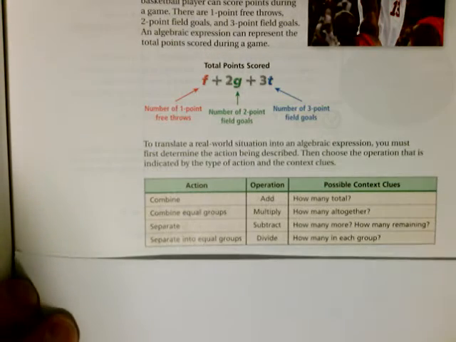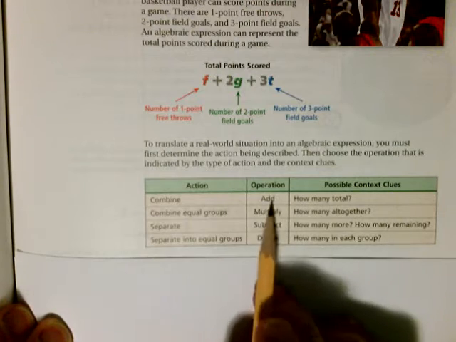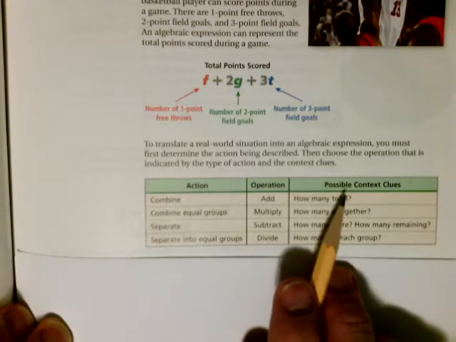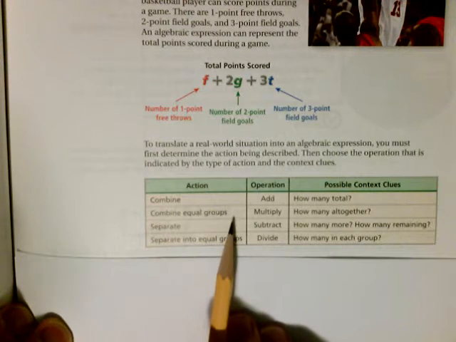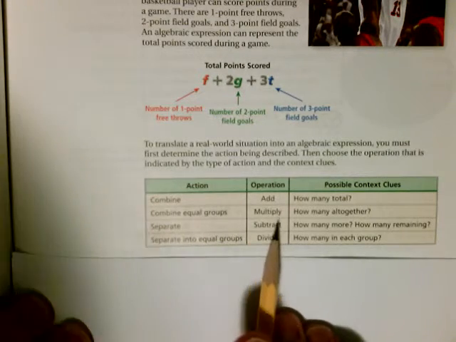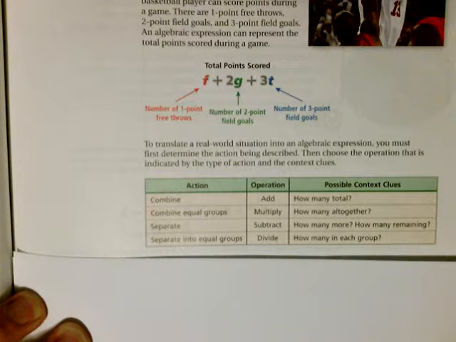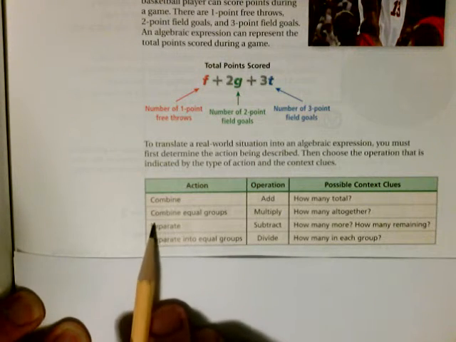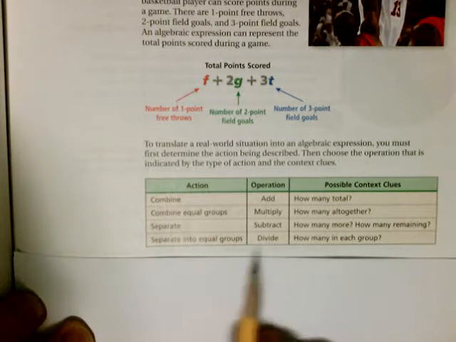So one of the things we want to think about is we're always looking for words that tell us what's going on. So how do we know when we're adding? How many total? How many together? That type of thing. Those words let us know that we're adding. If we have equal groups and we're combining together, now we're talking about multiplication. If you make $50 a week, working weekends on your job, how much money will you have after 15 weeks? How much altogether?